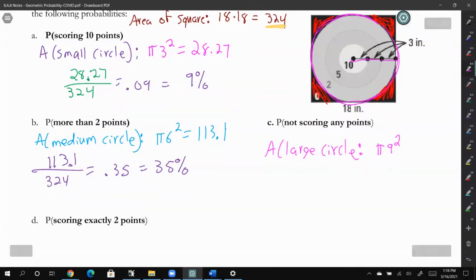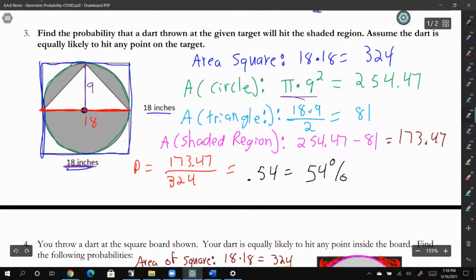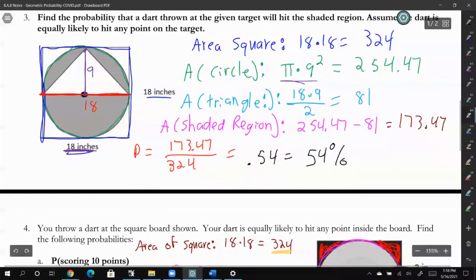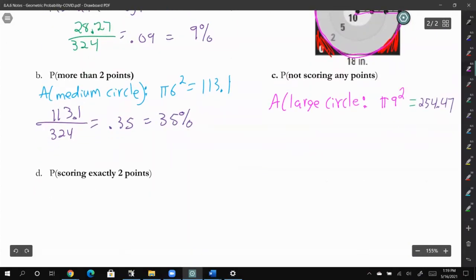So you put it all together, that gives you 9. So pi times the radius squared, the radius again is 9. And we have this calculation up here actually, right here. It's 254.47. So that's the area of the large circle.